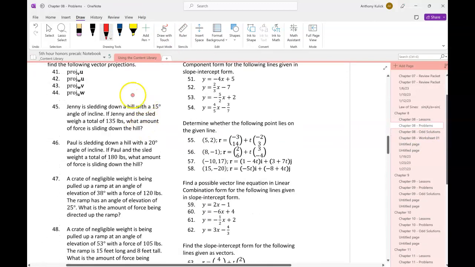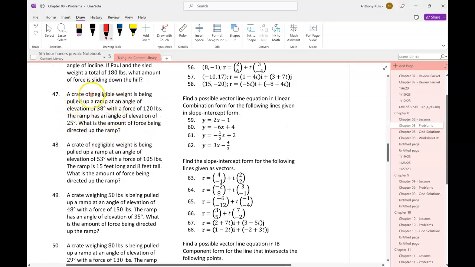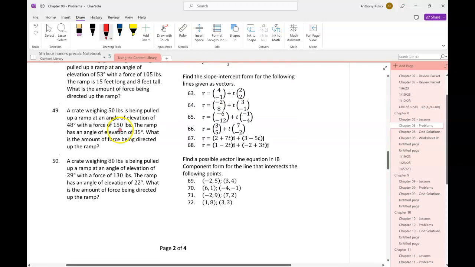So looking at this, this one you can use the shortcut on, right? Because there's no length given to the hill. This one, again, you can use the shortcut on. There's no length given to the hill. This one, again, you can use the shortcut on. No length given to the hill. This one, we are given a length for the ramp. So you have to do that one the real way.